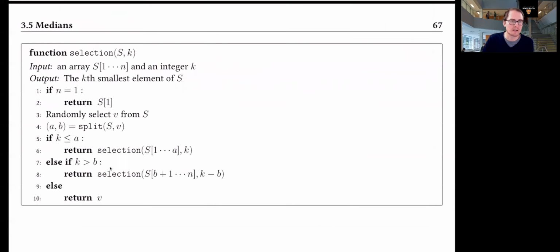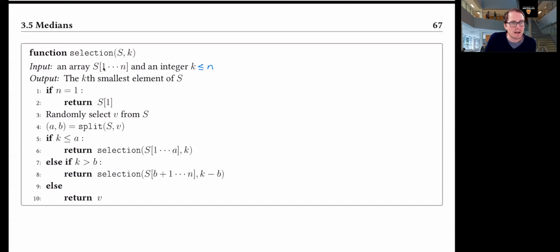And then our selection algorithm looks like this. It uses that selection rule I wrote above, but we take in an array that's not sorted and an integer k, and we want to find the kth smallest element of S. If the array only has one element in it, then, I guess k has to be less than or equal to n for this problem to make sense. You can't find the n plus one smallest element in an array of size n.